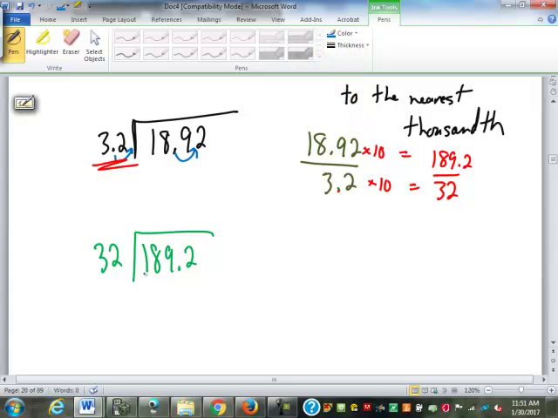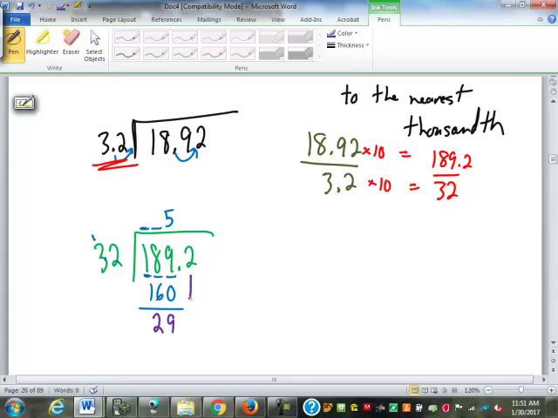So, does 32 go into 1? No, so we leave it blank above the 1. Does 32 go into 18? No, so we'll leave it blank above the 18. Does 32 go into 189? Yes. 6 is just a little too big, so we're going to try 5. 5 times 2 is 10, so 0 carry the 1. 5 times 3 is 15 plus 1 is 16. So we subtract 9 and 2, 29 left.